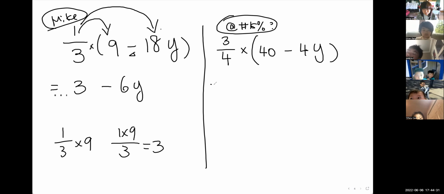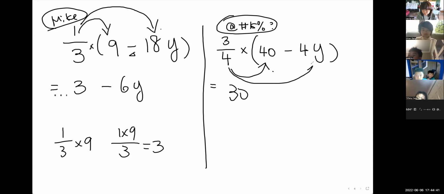Okay, next one. So 3/4 times 40 equals what? 30. Very good. 3 over 4 times 4y equals what? 3y, but it's negative. Very good. Good job.